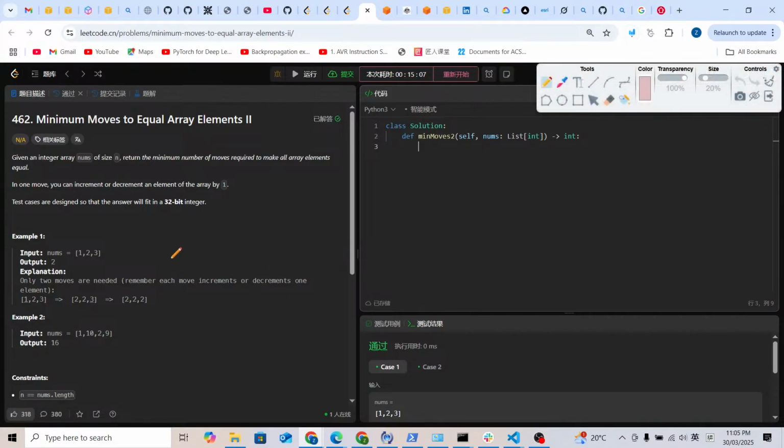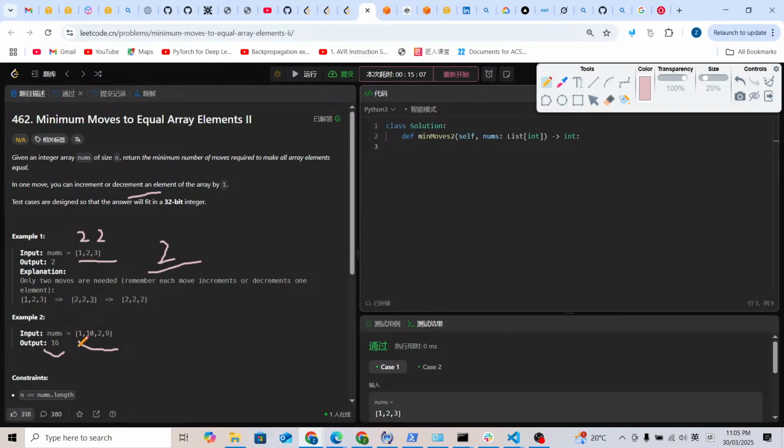So what does that mean? We are given an array of nums, for example 1, 2, 3, and we need to find how many moves at least to make all the numbers inside the nums array equal. So we have 1, 2, 3. We can increase the 1 by 1, so it becomes 2. And we can also decrease the 3 by 1, so it becomes 2. So how many moves? It's going to be 2. And in the second example, it's going to be 16.